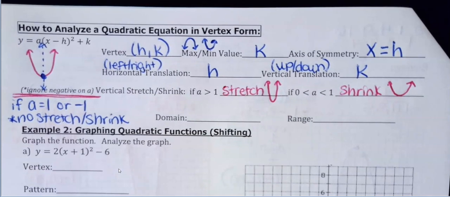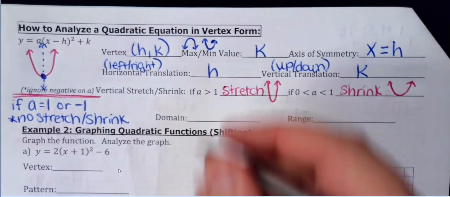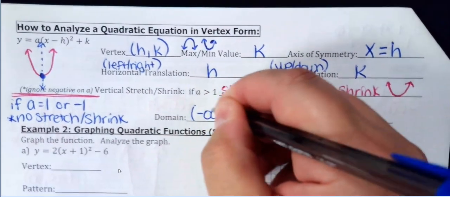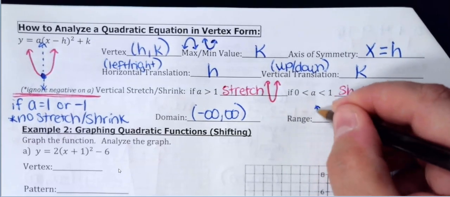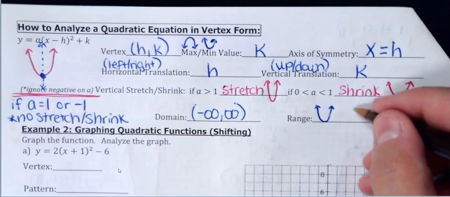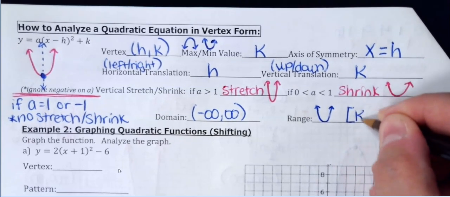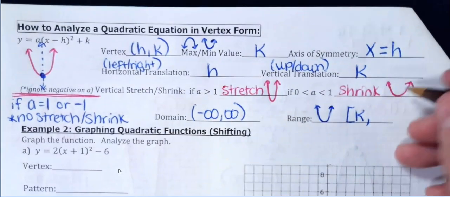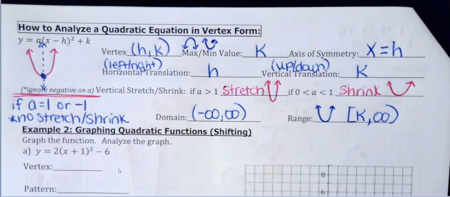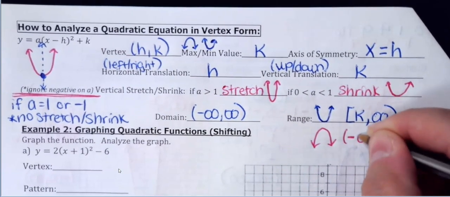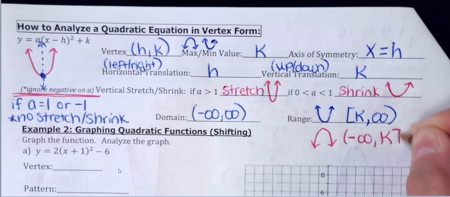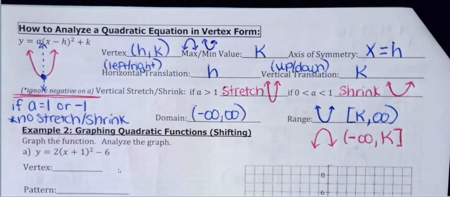No matter what, your domain for any parabola is -infinity to infinity. I'm going to write two things for the range because that depends on how it turns. If your graph turns right side up, your range would start with a bracket and the y-coordinate of the vertex, which is k from that formula, so it would be k to infinity. If your graph turns upside down, then your interval for your range starts with -infinity and stops at the vertex, so it's written in a different way. It just depends, but every time, if you know the y-coordinate of the vertex, the range would fit into one of those categories depending on how the graph turned.